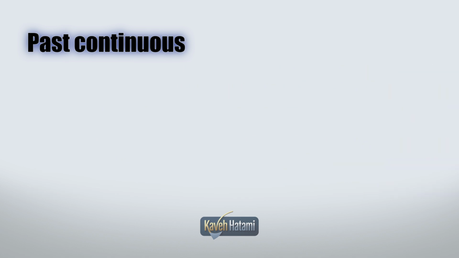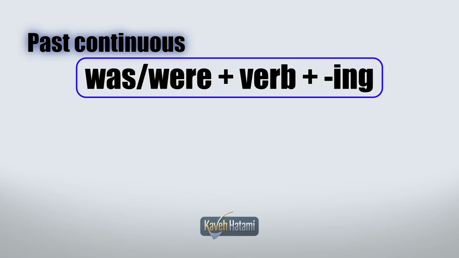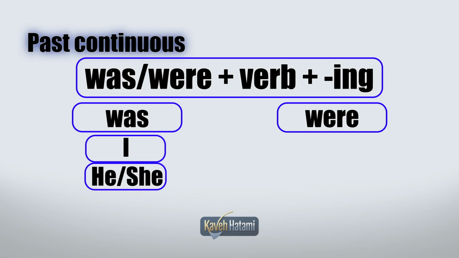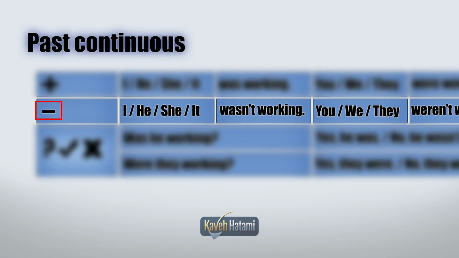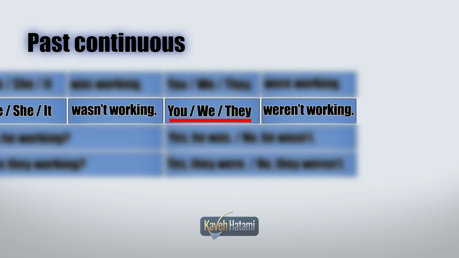Let's check the structure of past continuous. Was or were plus verb plus ing. For I, he, she, and it, we use was plus ing verb. And for you, we, they, we use were plus ing verb. In the negative form, for I, he, she, and it, we use wasn't. For example, I wasn't working. And for you, we, and they, we use weren't. For example, you weren't working.